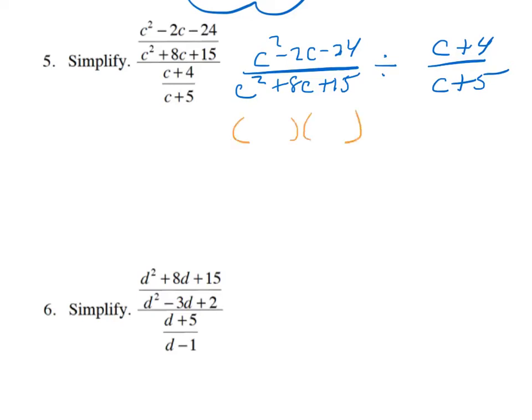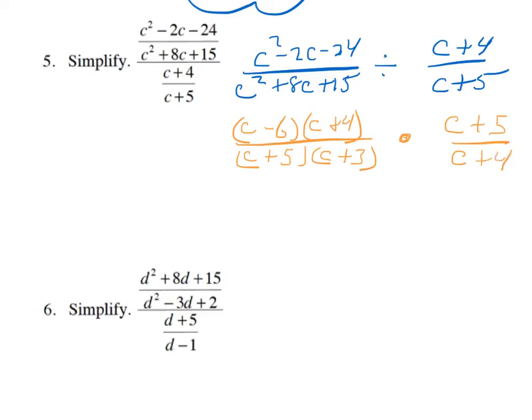So let's go ahead and we're going to have a c minus 6 and a c plus 4 over top of. Here it's going to be a c plus a 5 and c plus a 3. Now I'm going to change this to multiplication and we're going to KFC this thing. So it's going to be c plus 5 over c plus 4. Alright, now let's see if we can divide stuff out. What'll divide out? Well, let's see. C plus a 4, whack. That backs off with that.